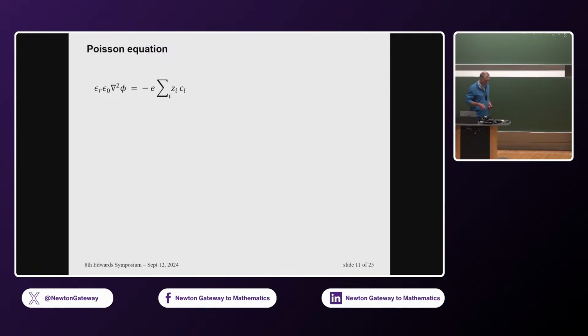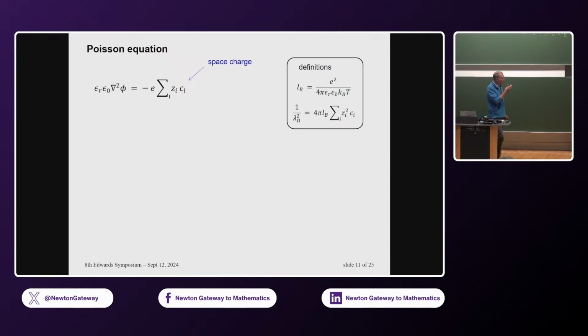And as René mentioned, these are normally supplemented by the Poisson equation. We have no flow in our problem, but that has some implications. So that term on the right-hand side is the space charge. And my notation is fortunately almost exactly the same as René's. So let me introduce the Bjerrum length defined this way. And one over the square of the Debye length is proportional to what's known as the ionic strength.